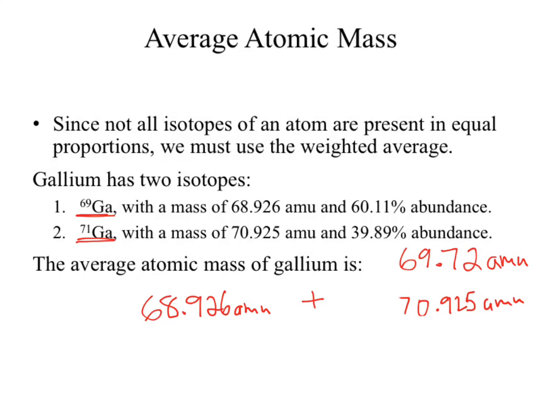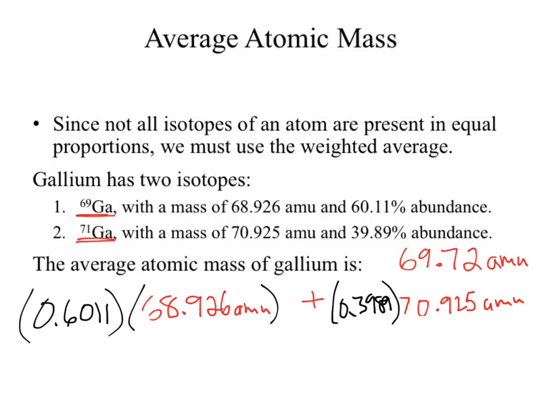So what we need to incorporate is the actual percentage compositions for each of these. For our 69, we're looking at 0.6011. For our other one, 0.3989. Right? Yeah. When we go through and calculate that, the number we get, you had it, Nate, right? Yeah. Exactly. 69.72. Okay, so we've now accounted for that appropriately.